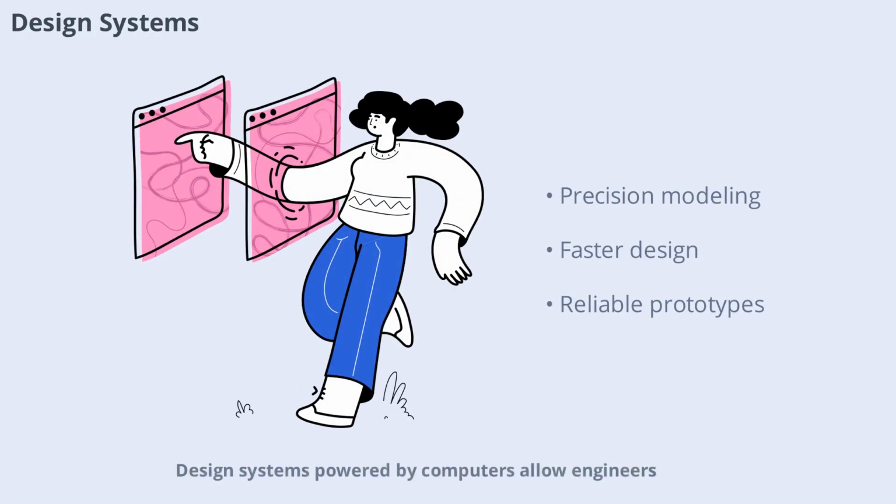Design systems powered by computers allow engineers and designers to create precise models and prototypes. These systems are essential in industries like architecture, engineering, and manufacturing, where accuracy and detail are critical. Computers streamline the design process, making it faster and more reliable.